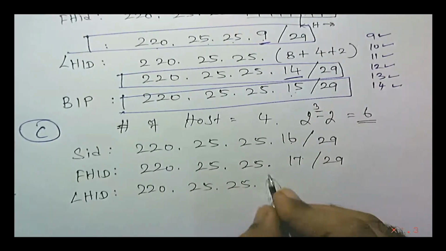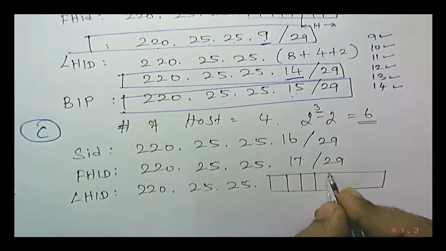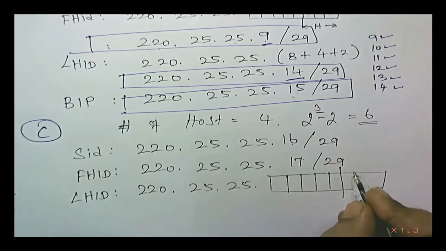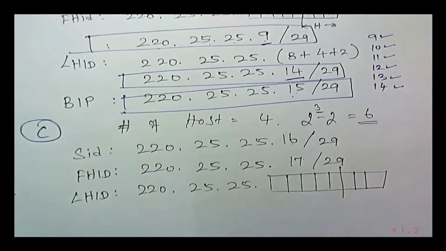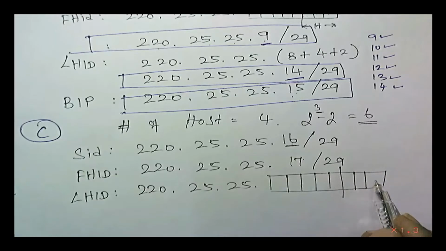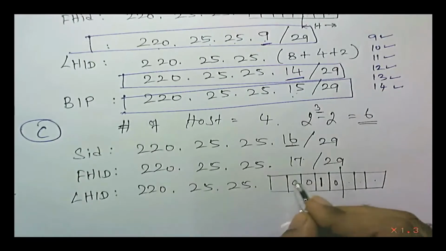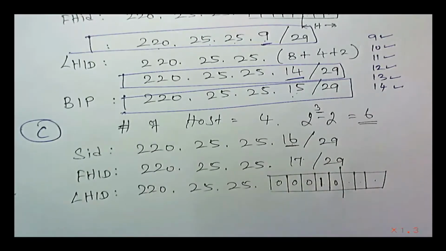220.25.25. So last host ID I am going to calculate. So 1, 2, 3, 4, 5 bits. Okay, 3 bits in the host. So here in the subnet ID we have 16. So 1, 2, 4, 8, 16. Okay, so it should be 1. So this is your subnet ID. Now, what does the last host ID mean? For the last host ID, you have to make everything 1 except the last bit, okay, except the last bit 0.